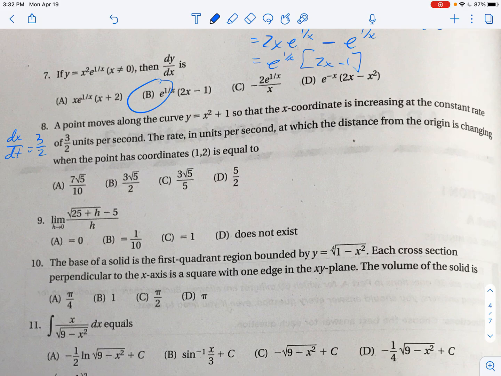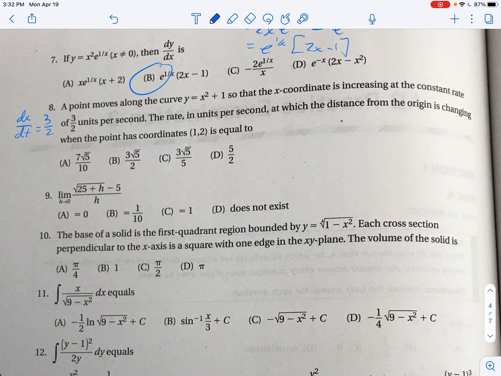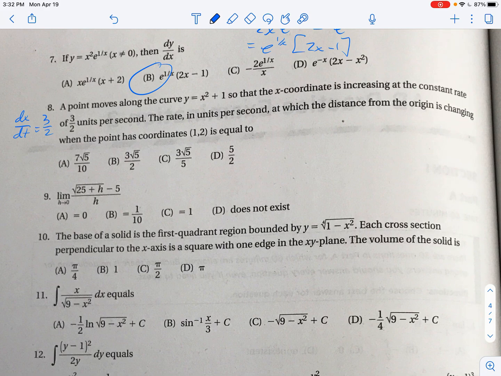Every single step should make sense to you, but I do want to make it clear that this is asking you to do way too much in 2 minutes. The Barron's book does overreach sometimes. So let's take a look at this.